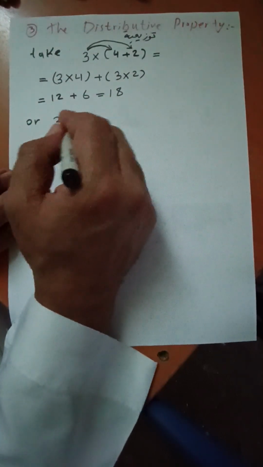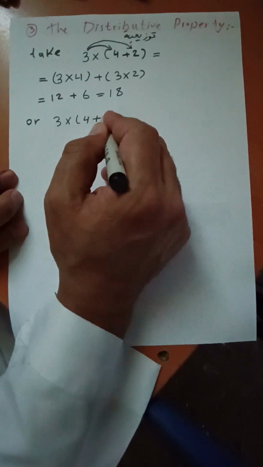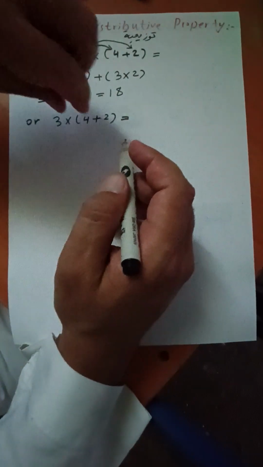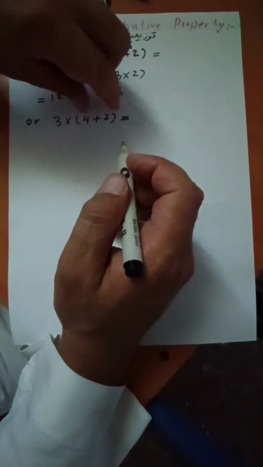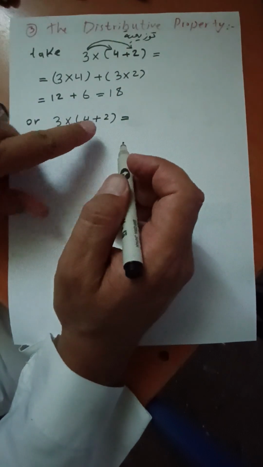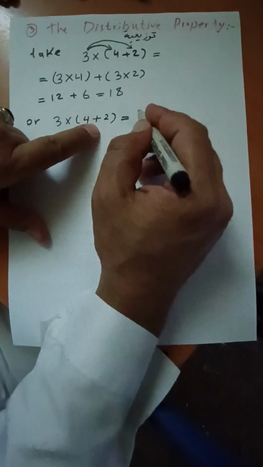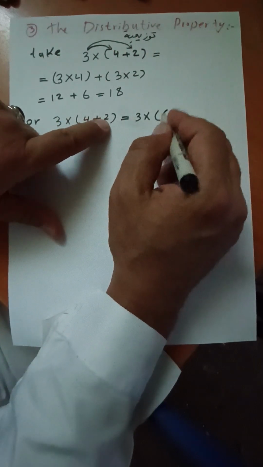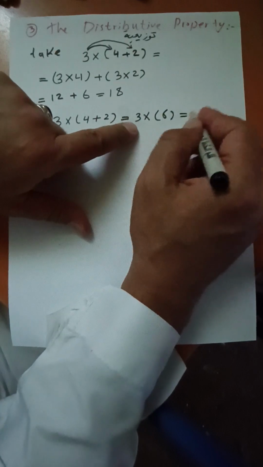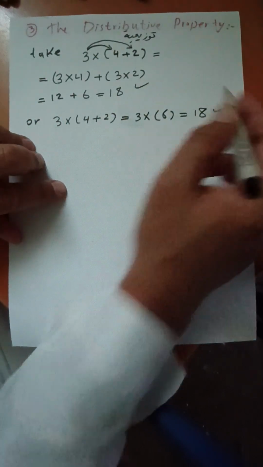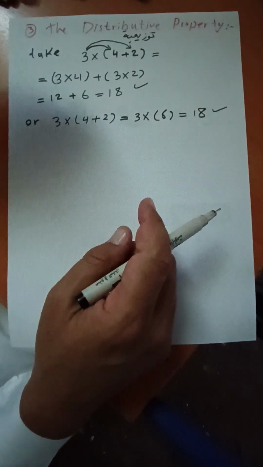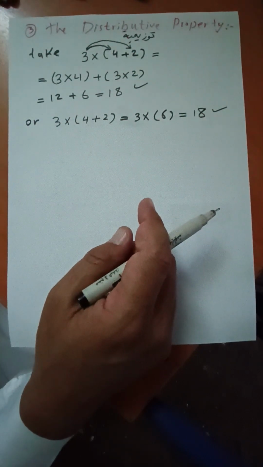Now, if I make the following, 3 times (4 added to 2), and I want to calculate the bracket first: 4 added to 2 equals 6, 3 times 6 equals 18. Look, it is the same result. This is what I call the distributive.